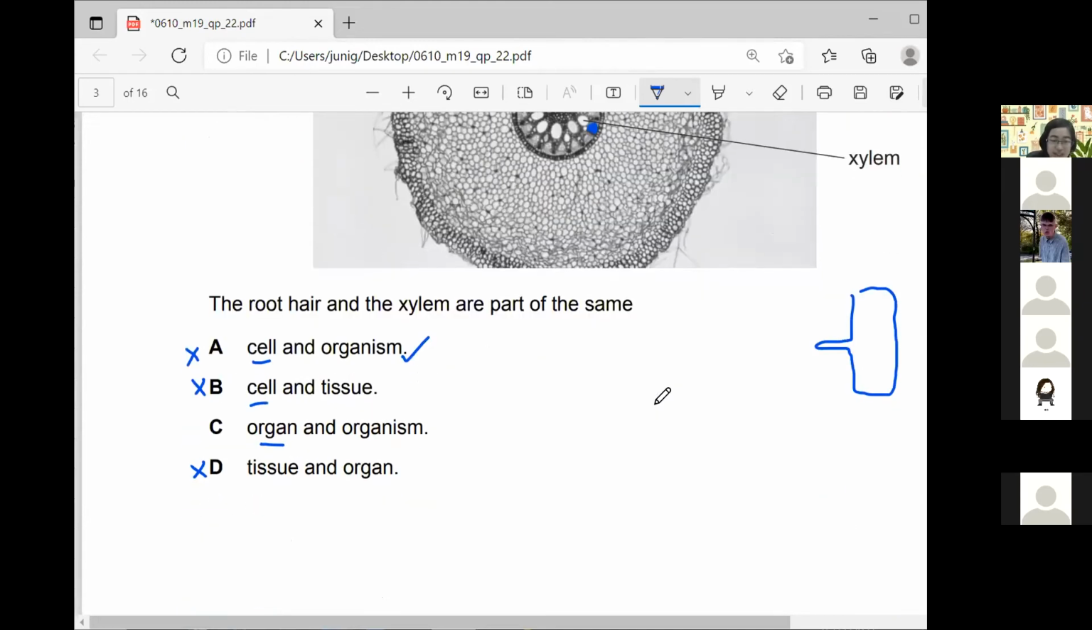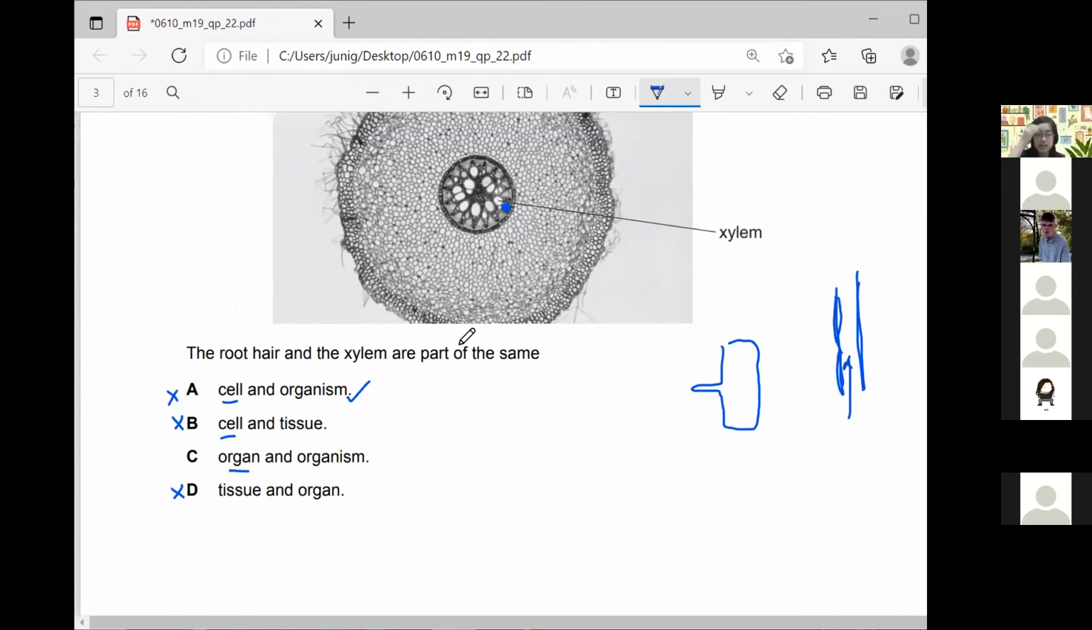Can say why again? It's not D. Okay, so let me zoom out a bit. So now D says the root hair and xylem are part of the same tissue and organ. Yes, they are part of the same organ because in this case, the organ is the root. So organ is correct, but tissue is wrong. Okay, because tissue is a collection of identical cells. It has to be identical cells. So your answer will be C lah. Alright.